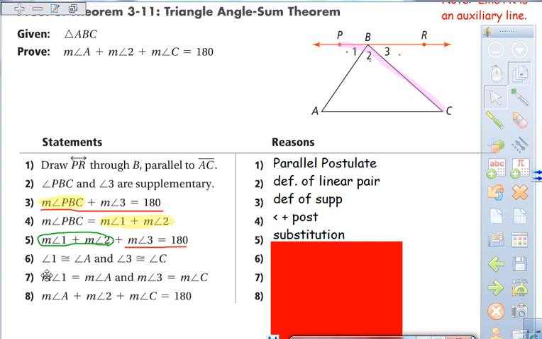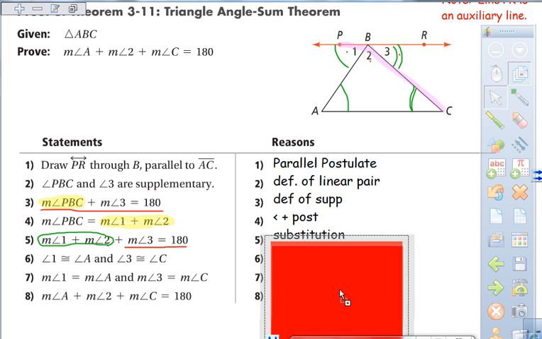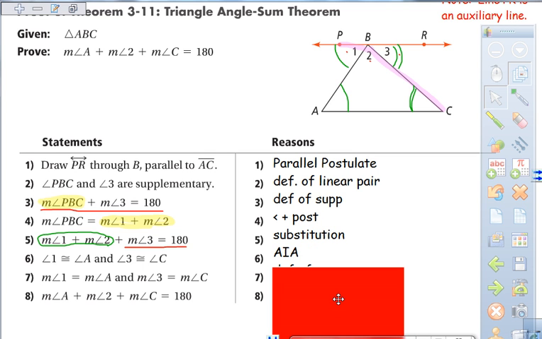Now step 6, it says angle 1 is congruent to angle A and angle 3 is congruent to angle C. So 1 and A, and 3 and C. What kind of angles are those? My hint is that these two lines are parallel. So they are alternate interior angles. Because the lines are parallel, alternate interior angles are congruent. And now, since they are congruent, they are equal by the definition of congruence.